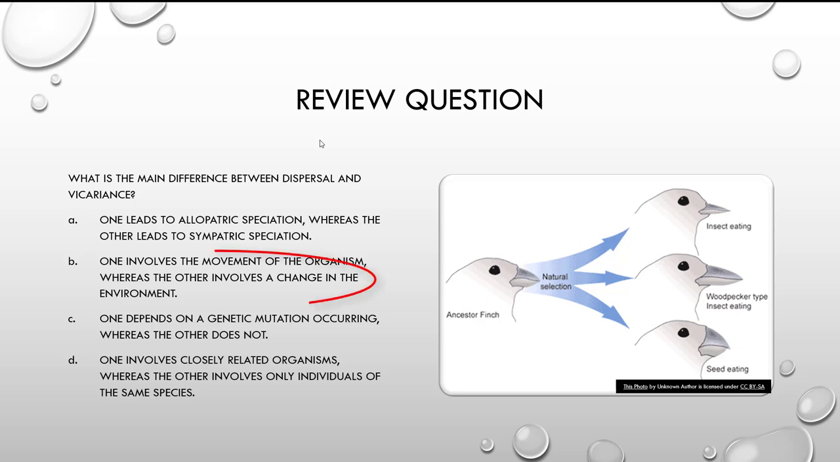If you said B, I would agree with you. One involves the movement of the organism, dispersal, whereas the other involves a change in the environment, vicariance. Okay, so remember dispersal, we have a new population geographically moving to another area, and then vicariance is some sort of separation occurs within the environment, separating the populations from each other. Okay, through some natural cause. So B is the correct answer.